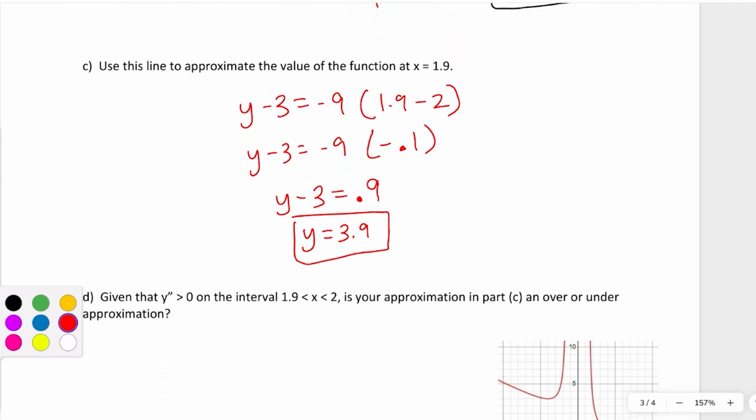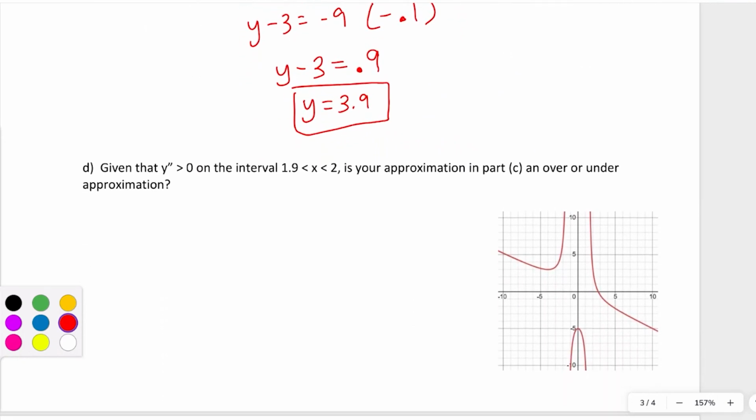All right. Part D says, given that the second derivative is positive, so I'm not going to make you actually find the second derivative, but we'll just tell you it's positive. Is this approximation an over approximation or an under approximation? It's under. Remember, if the second derivative is positive, that means that the graph on this interval is concave up. So just to exaggerate it a little bit, think of a curve that looks like this. Draw a tangent line, and you'll see that that tangent line will be below the curve.